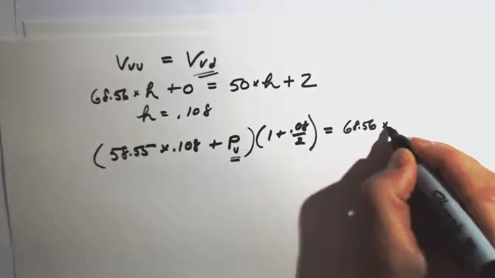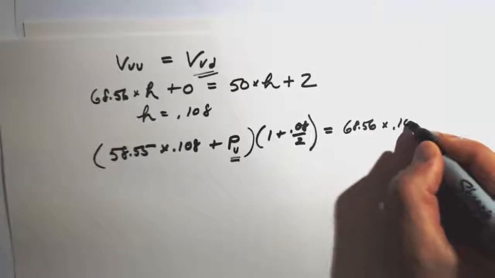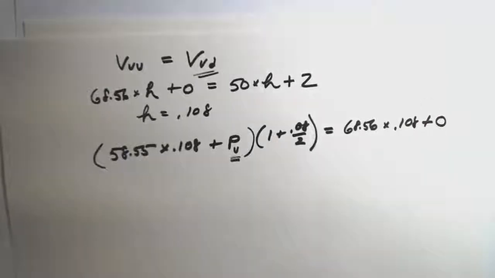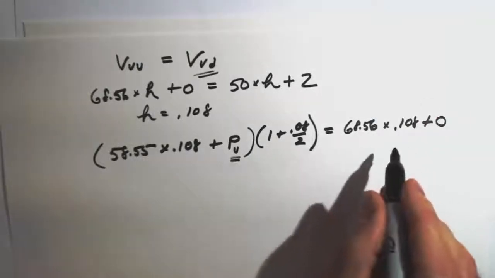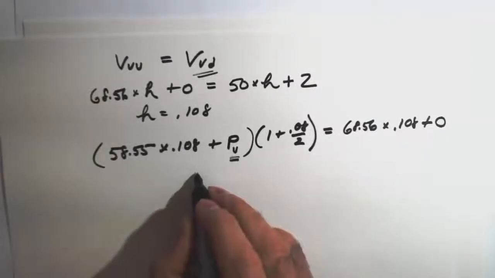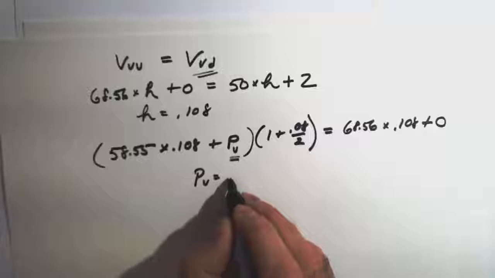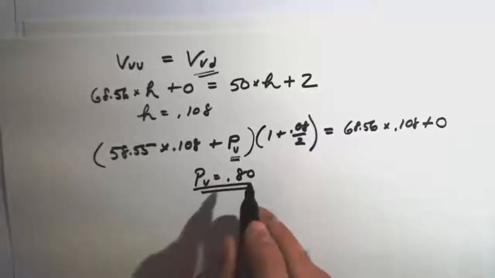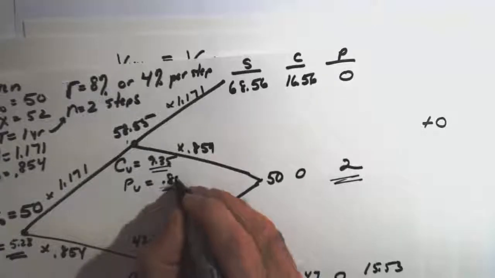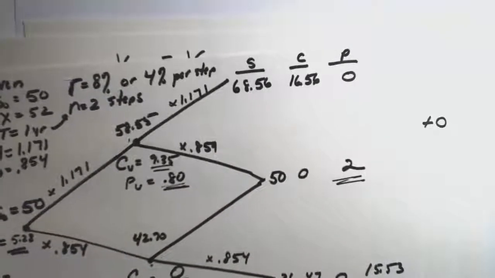So it's 68.56 times 0.108 plus 0. And now solve this mathematically for PU. PU equals 0.80. Oh, okay. The put on the upside at this point in time is worth 80 cents.